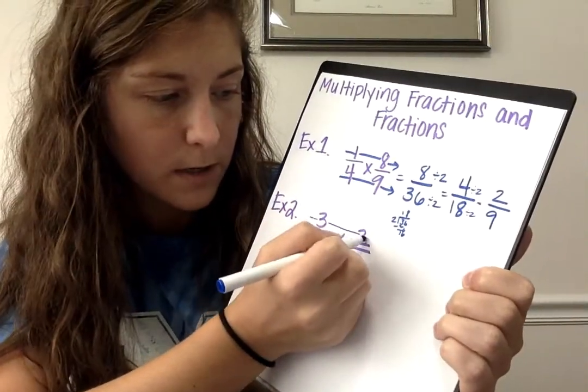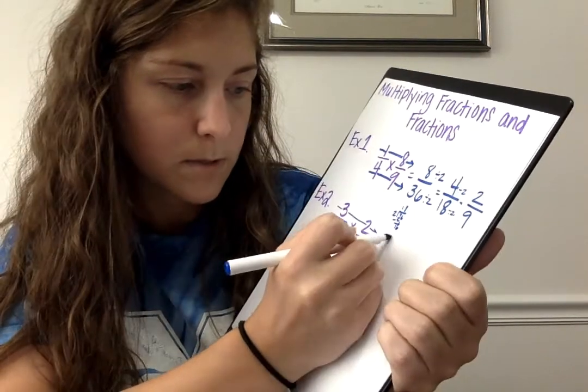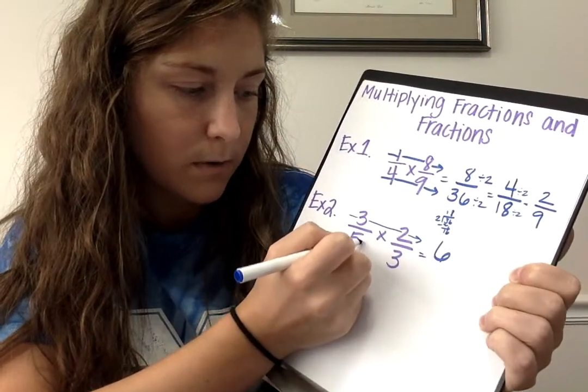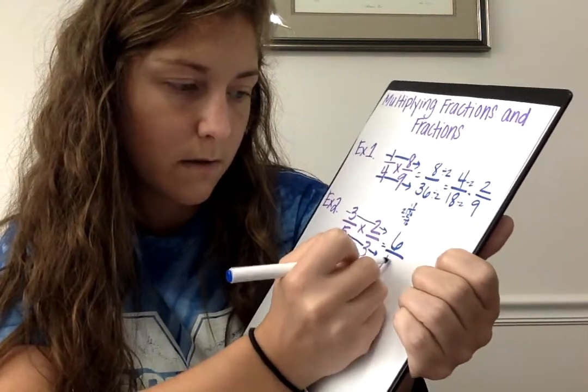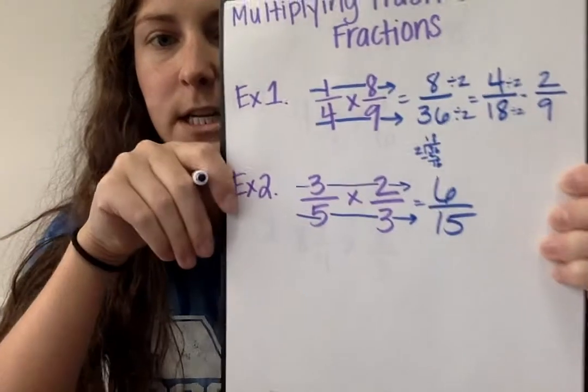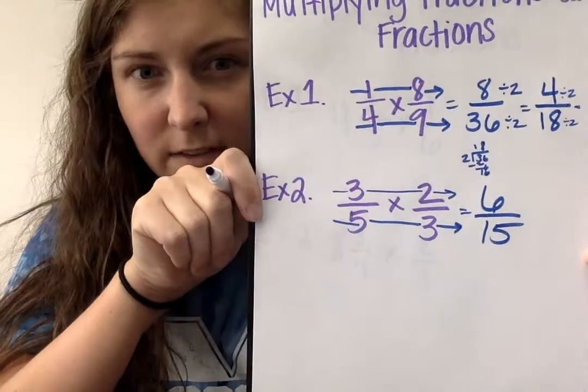Again, multiply straight across the top. 3 times 2 I know is 6. Multiply straight across the bottom. 5 times 3 is 15. My answer is 6/15. Now, I have to think carefully.